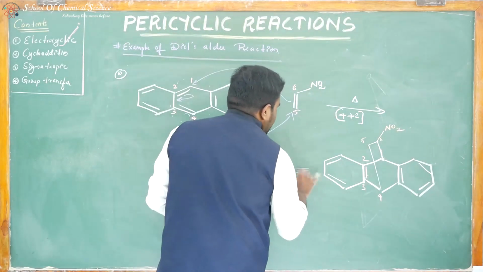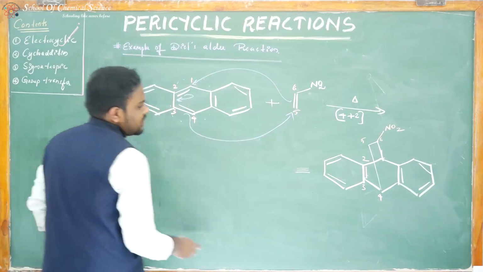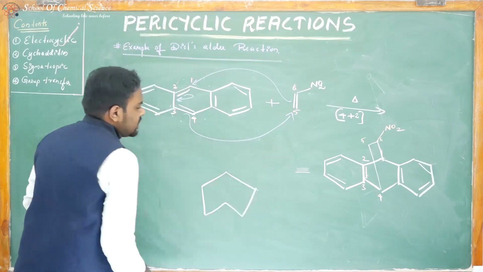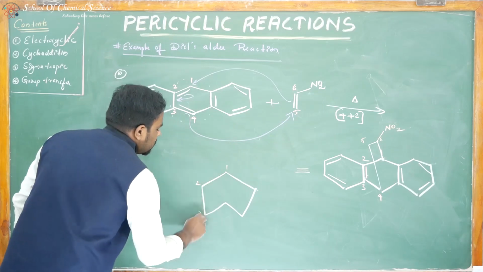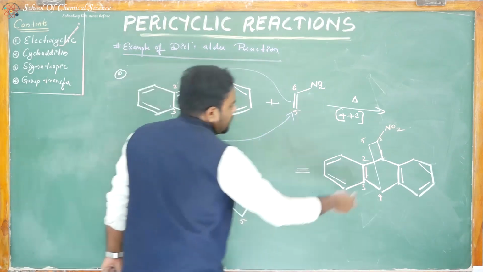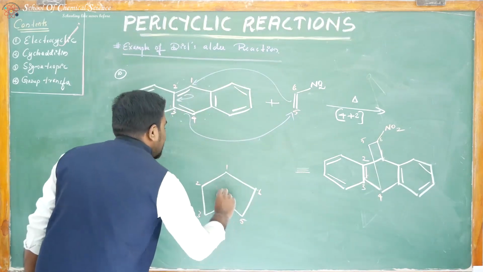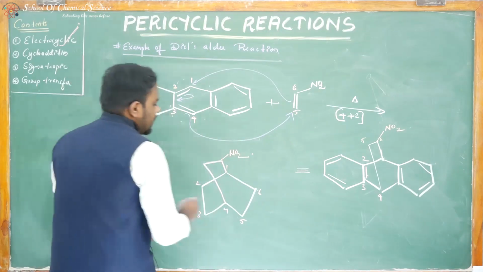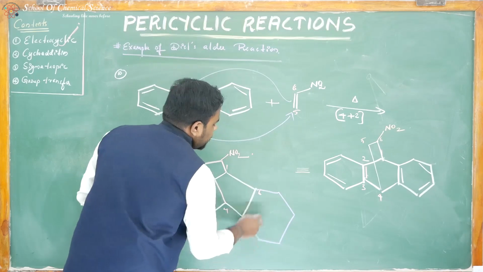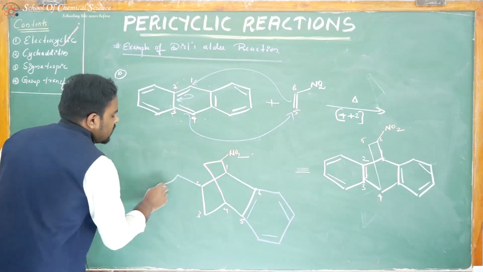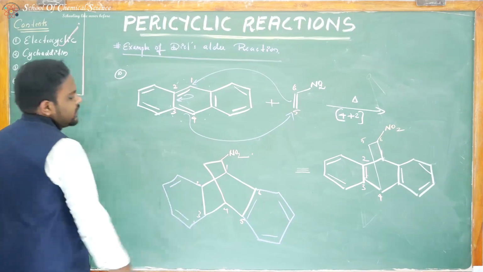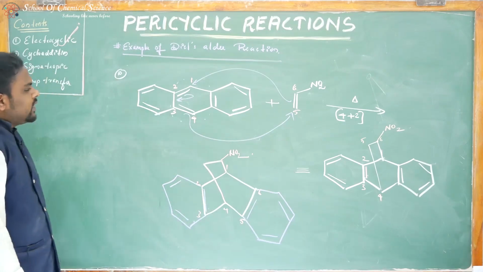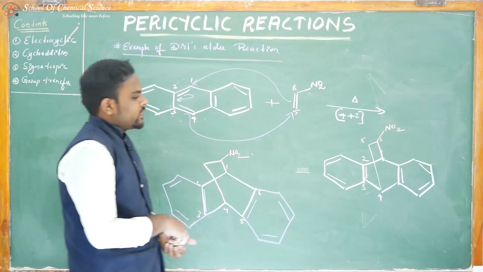This can be represented in another fashion. The middle six-membered ring, 1, 2, 3, 4, 5, 6. Between 1 and 4 a bridge, that bridge containing 2 carbons, and here an NO2 is present. Then here a six-membered benzene ring, here also a six-membered benzene ring. That's your product. Here a pi bond is present. So in this fashion also you can represent the product.